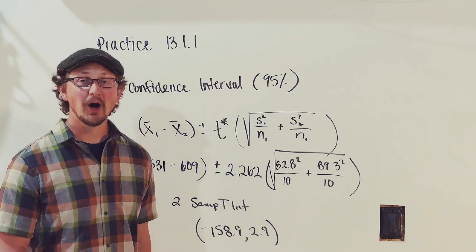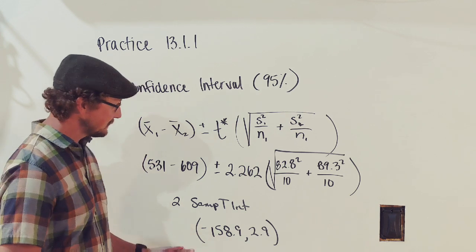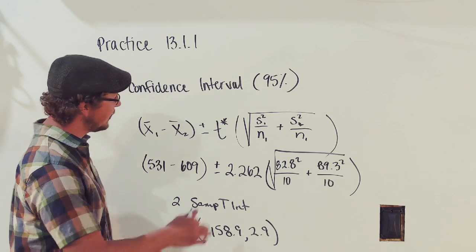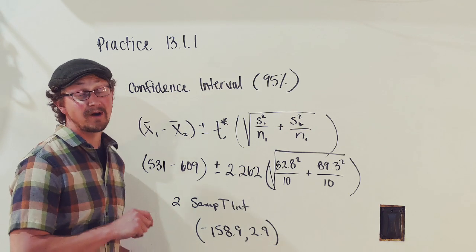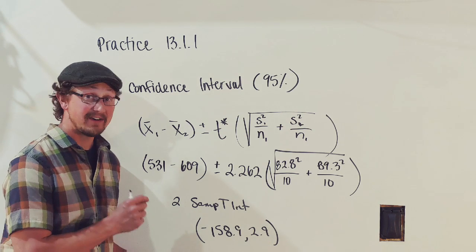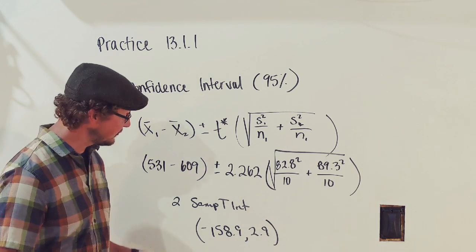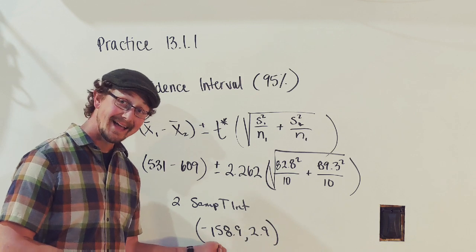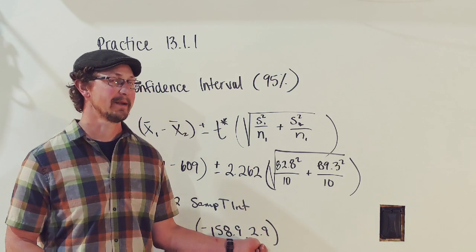So there we go, all of problem 13.1.1, and I kind of verbally gave the context of this confidence interval, so be sure to write that out. I am 95% confident that the true difference between one and two bedroom is between 158 less and about $3 more for a one bedroom.